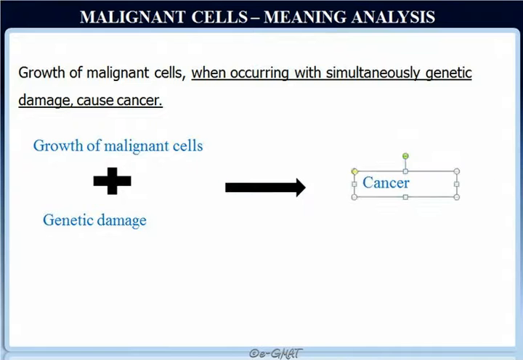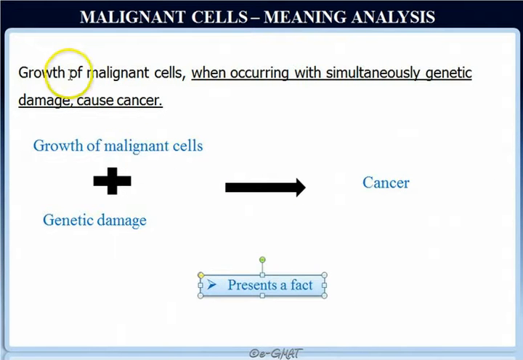So it's presenting a simple fact that when two things happen together, that is, when growth of malignant cells happens at the same time that the genetic damage happens, this leads to cancer. So the meaning is pretty clear. So now let's proceed to our error analysis.